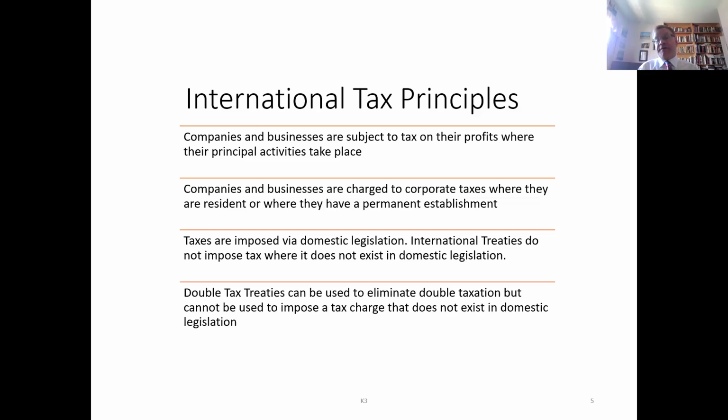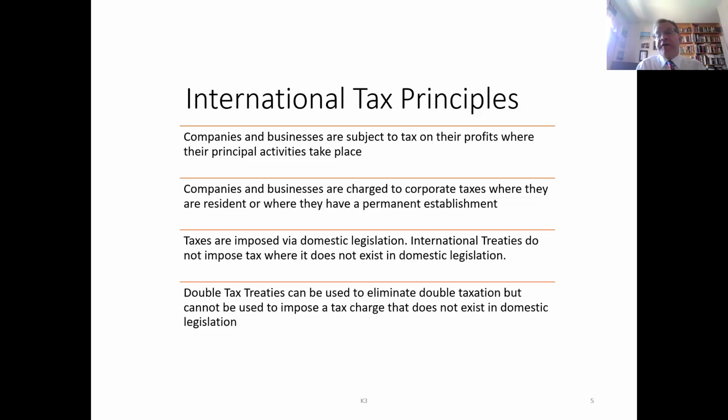Taxes are also imposed via domestic legislation. International treaties do not impose tax where it does not exist in domestic legislation. And that's the important principle. You hear about things like the OECD Pillar 2, the minimum 15% corporation tax rate. What is important about that is to understand that it does not become effective in different jurisdictions until it is passed under domestic legislation. If it doesn't get passed under domestic legislation, then it doesn't become effective. And that's one of the important principles that you need to think about.